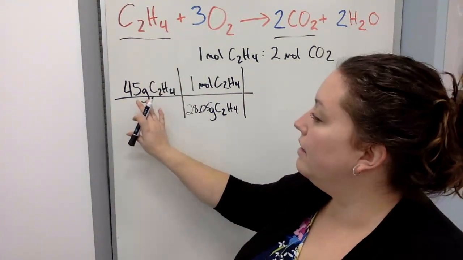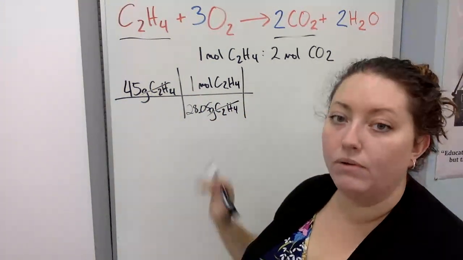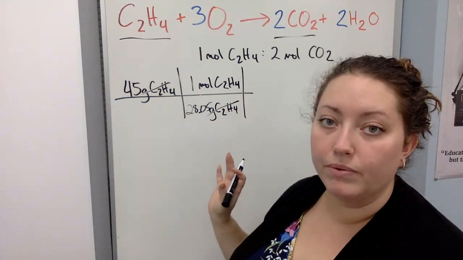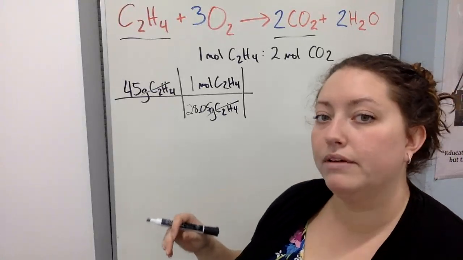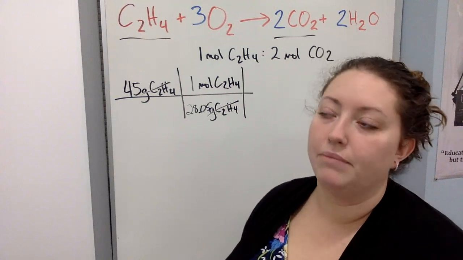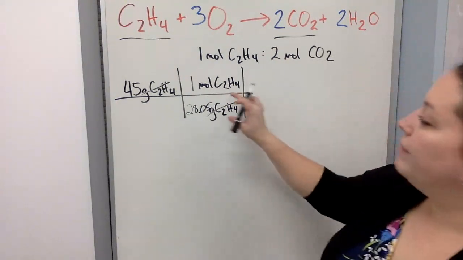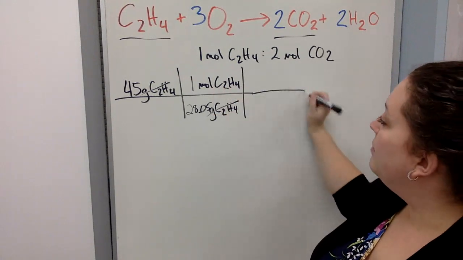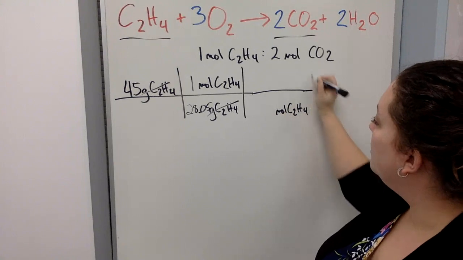So now grams of ethylene are done. We've canceled that out. Now we're in moles of ethylene, which is great. We're moving in the right direction. We need to get into moles of carbon dioxide at this point, because our end goal is grams of carbon dioxide, but we have to go from moles to grams first. So we have moles of ethylene.